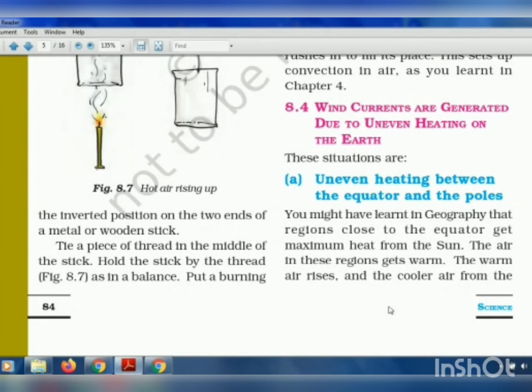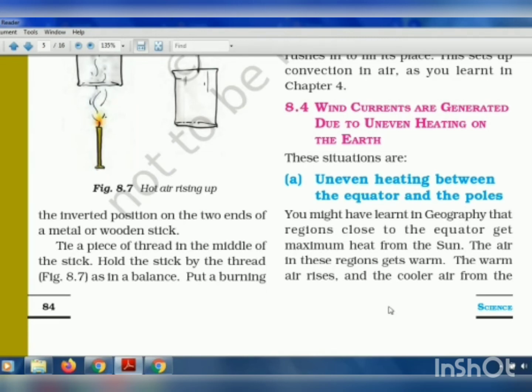Now we studied three properties, as I told you in the last video. We studied that air exerts pressure, high wind speed is accompanied by low air pressure, and the last property that we studied, that air occupies space or air expands on heating.